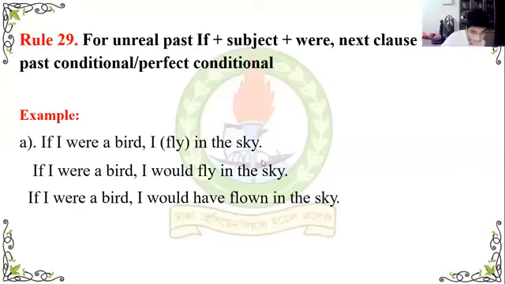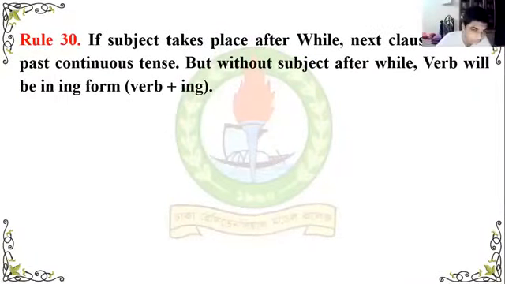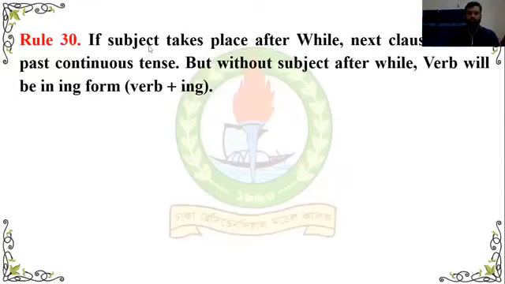Now I will go to the next slide. Rule 30. If subject takes place after while, the next clause will be past continuous tense. But without subject after while, verb will be in ing form. That means verb plus ing.